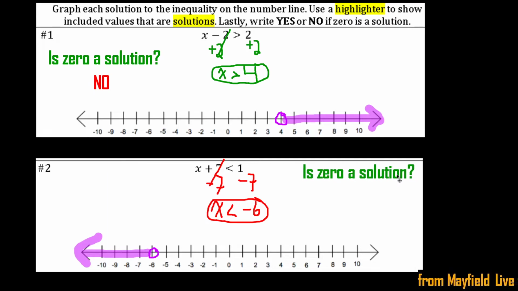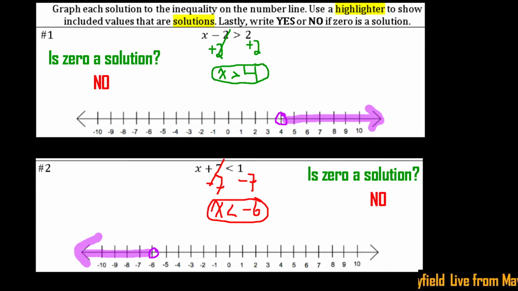Lastly, can we say, is 0 a solution? Well, we do not see that it's shaded in, and so it's not going to be part of that solution set. All it's saying is this: would we be able to plug in 0 into this inequality and it hold true? So we would say, alright, is 0 less than negative 6? We know that this is false, meaning it is not true, and so that's why it is not a solution.